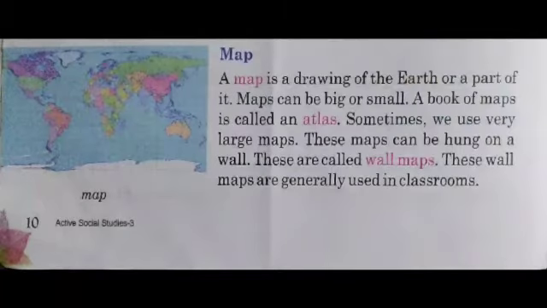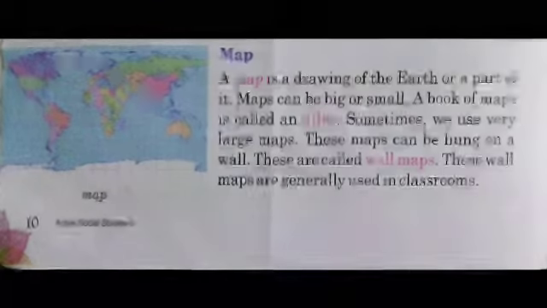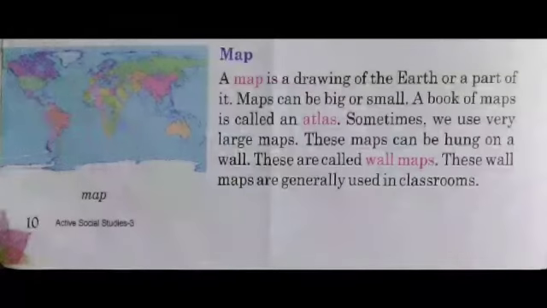Map. A map is a drawing of the earth or a part of it. Maps can be big or small. A book of maps is called an atlas. Sometimes we use very large maps. These maps can be hung on a wall. These are called wall maps. These wall maps are generally used in classrooms.